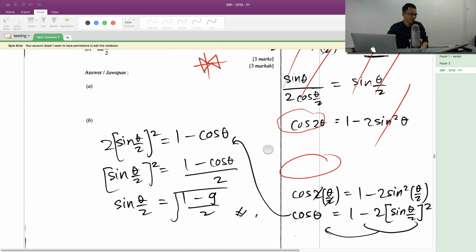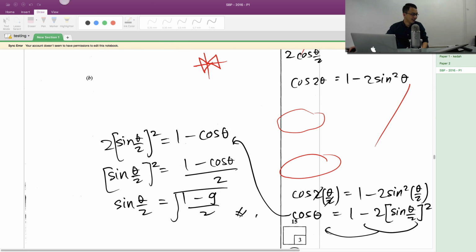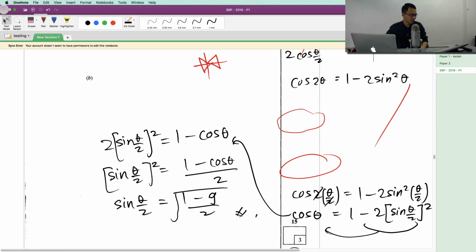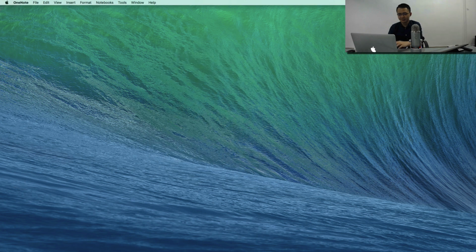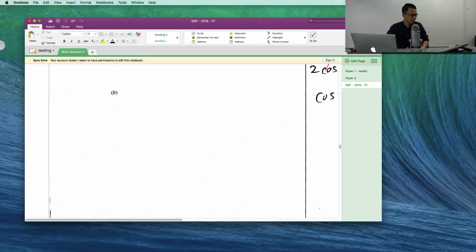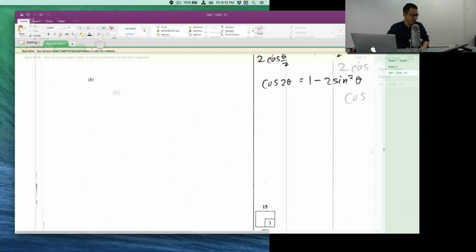But before I move on, you can see it's hanging. I'm not sure what happens to Microsoft. They just keep on hanging. The product is not stable.